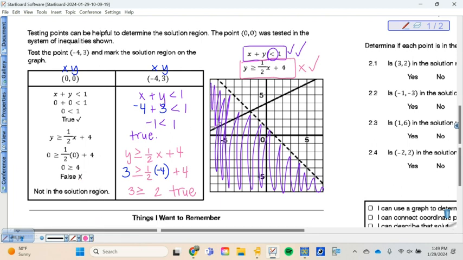My pink line has to be the solid one. And that inequality says greater than, so do I shade above or below? So again, look at that. My solution is still this section right here where the purple and the pink overlap. Okay, does that make sense?